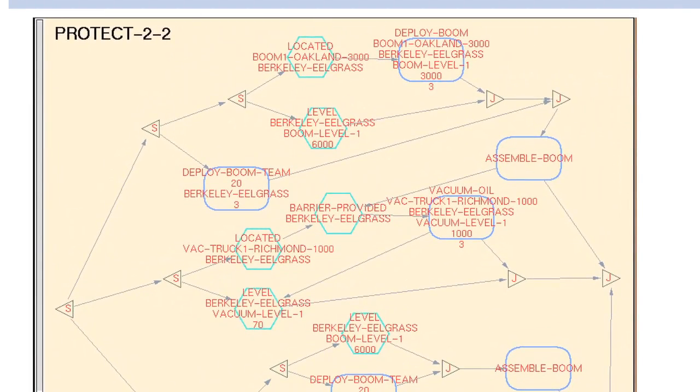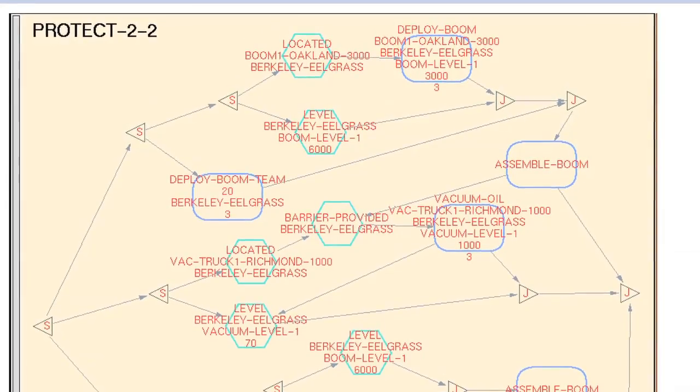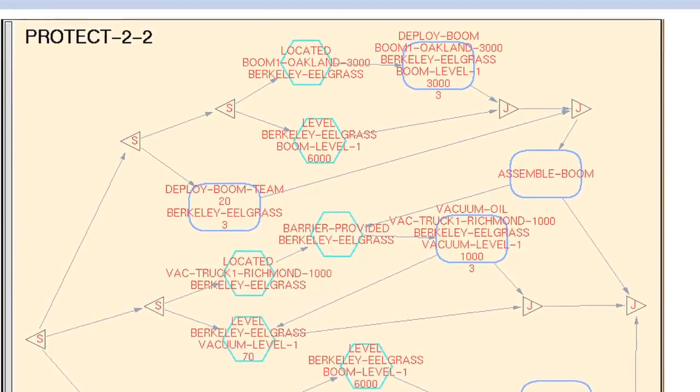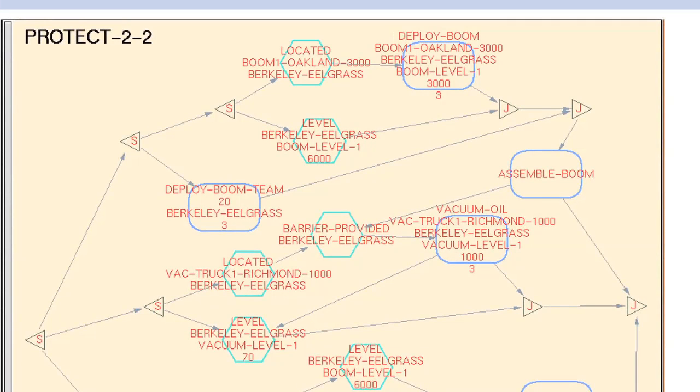In the top right, you see a blue oval. Blue ovals represent primitive actions that are already in the plan. In this case, the action is to deploy 3,000 feet of boom to the Berkeley eelgrass at time 3. This spill was in the San Francisco Bay. Right before that is an aqua hexagon. They represent goals that need to be expanded at the next level of detail. This particular goal is to get this 3,000 feet of boom located at Berkeley.